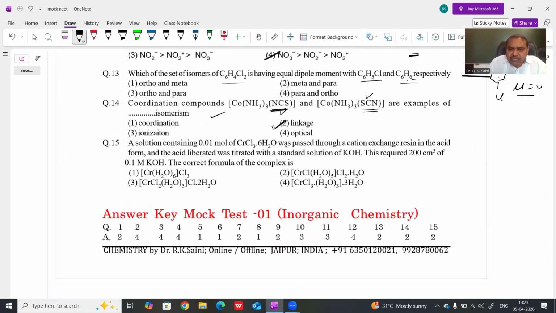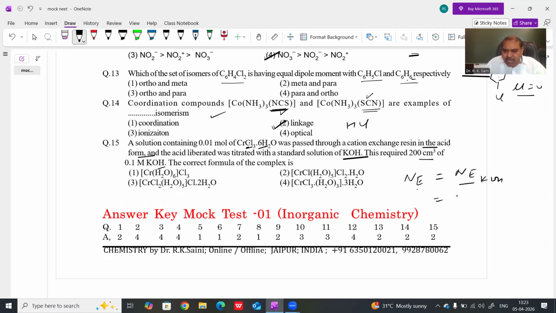The complex, 0.01 M, was passed through a cation exchanger resin and an acid is formed. The acid could be 1 mole of HCl, 2 moles of HCl, or 3 moles of HCl; a maximum of 3 moles of HCl can be formed. The liberated acid was titrated with standard KOH solution, requiring 200 ml of 0.1 M KOH. First, we find the moles of acid. The gram equivalent of acid equals the gram equivalent of base.